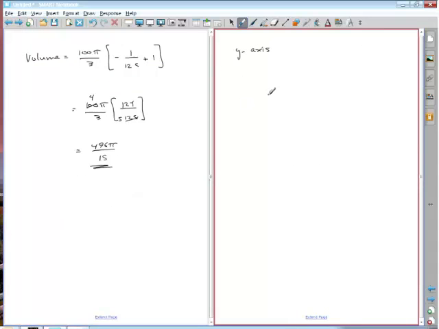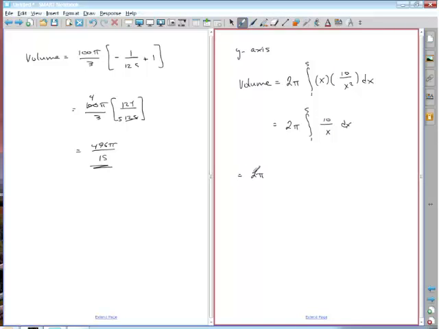So what we're going to end up with, for a shell rotated around a vertical axis, is 2 pi, the integral from 1 to 5 of p of x, which in this case is x, times h of x, which is 10 over x squared, all times dx. So this one's a lot easier. So we're going to multiply out inside the integral sign. So we'll just have 10 over x dx.